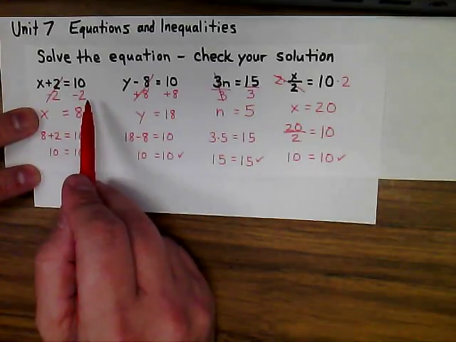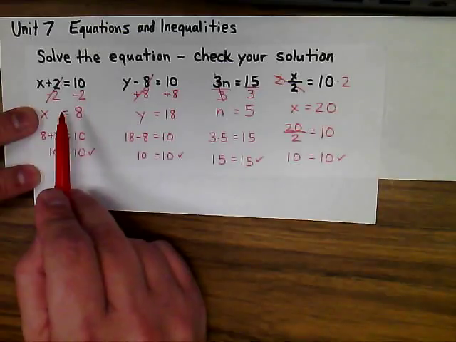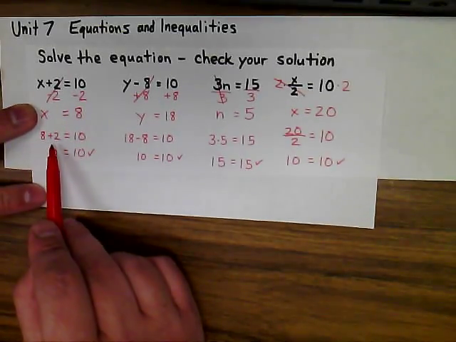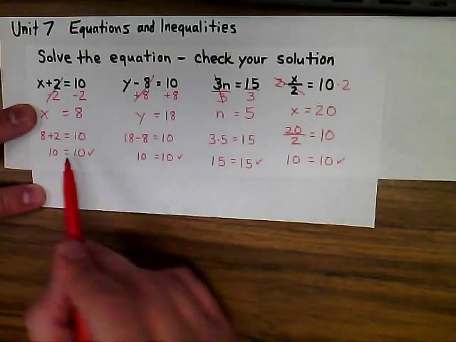Then because of the property of equality, do the same thing on the other side. X equals 8. I plug in the 8 to check to see: 8 plus 2 equals 10. 10 equals 10, so we know that works.